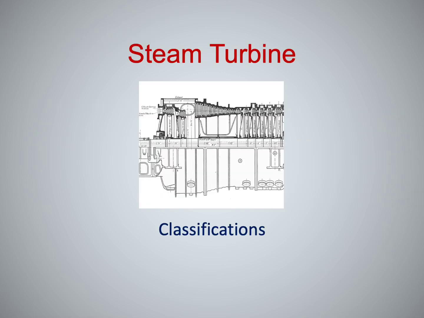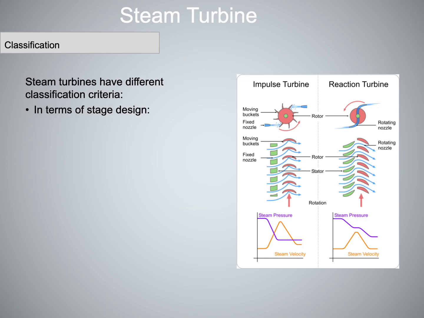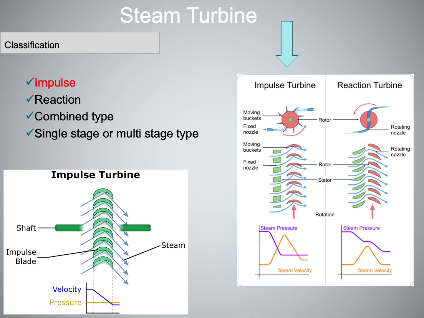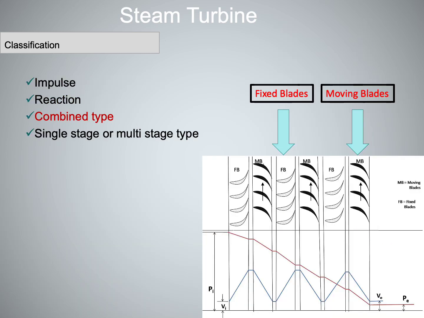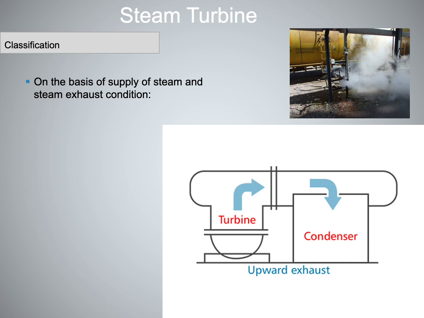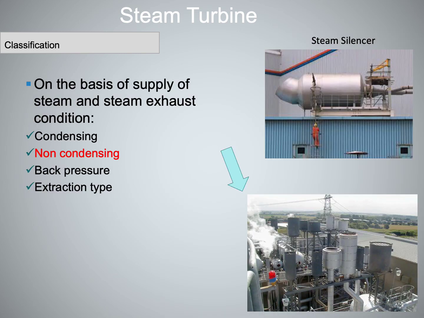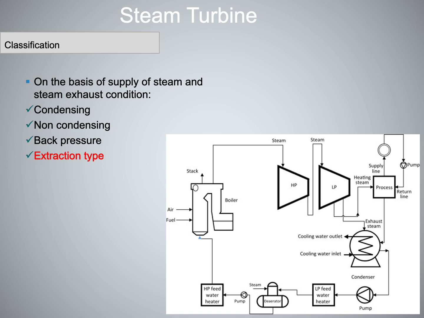Steam turbine classifications. There are different classification criteria for steam turbines. In terms of stage design: impulse, reaction, combined type, single stage or multi-stage type. On the basis of supply of steam and steam exhaust condition: condensing, non-condensing, back pressure, extraction type.